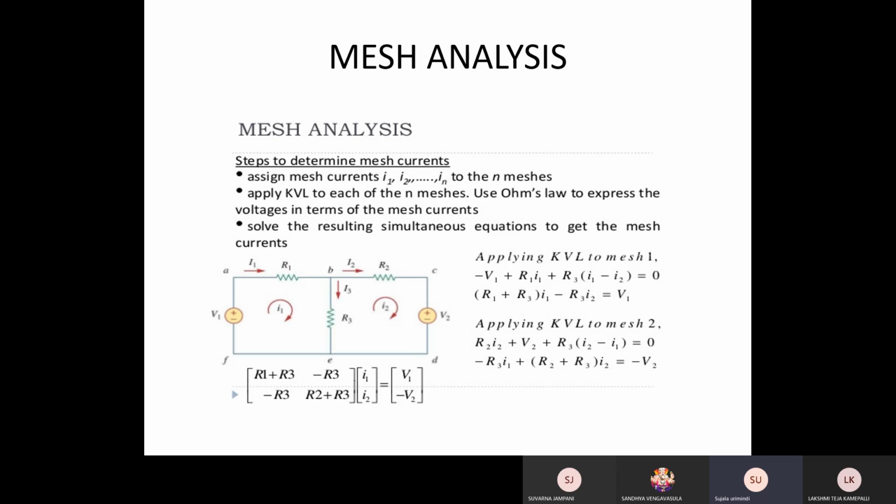First, we have to assume how many loops there are. Here we observe that there are 2 loops. If there are 3, 4, up to n loops, then you have to put I1, I2, I3, I4. The current direction depends on us, because if the direction of the current is opposite, the answer will come with a negative sign, and then we take it as the opposite side. So first, when you write down the equation, you have to find how many loops there are.